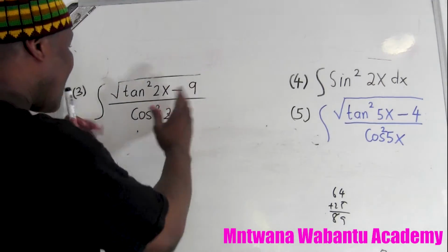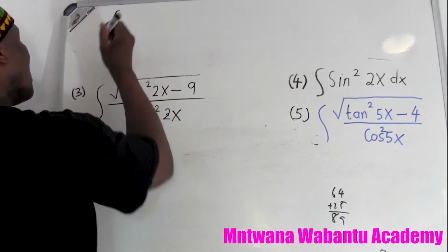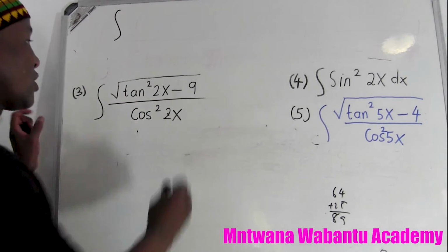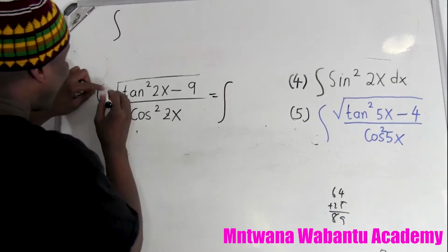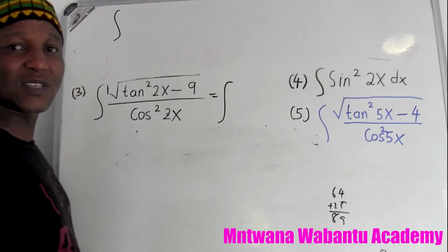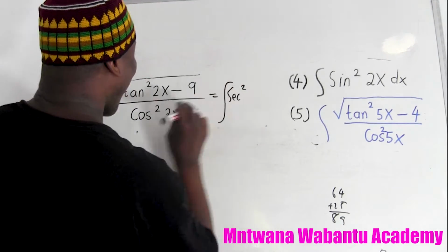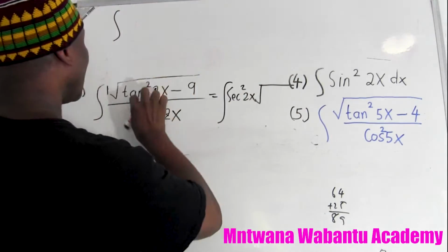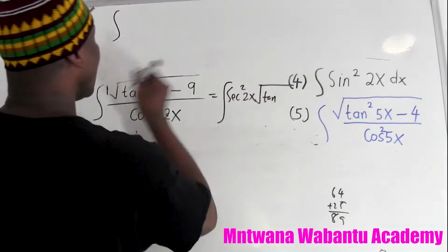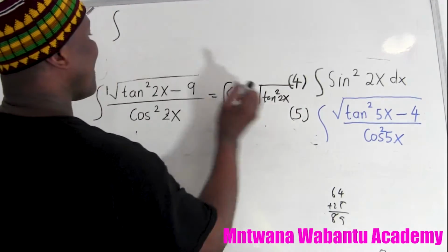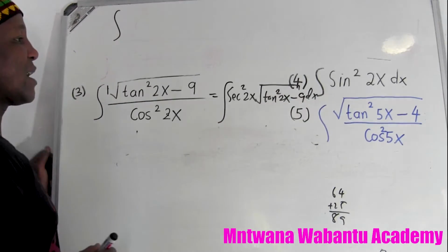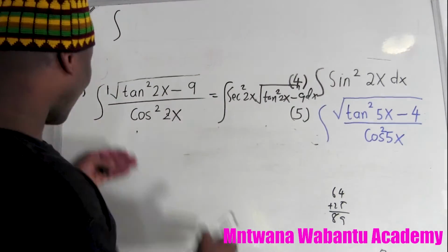The rules will never come in this form. If somebody gives you the integral, first and foremost, let me change it into this format. Here it's 1 over cos, which equals sec. So I'm going to say equals sec squared of 2x, and everything else remains the same. So we got tan squared of 2x minus 9, dx. You see what I'm saying? I'm not supposed to mess up.